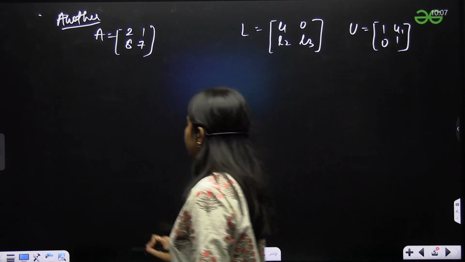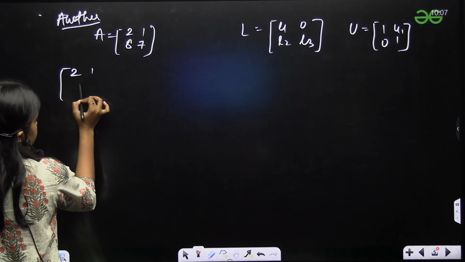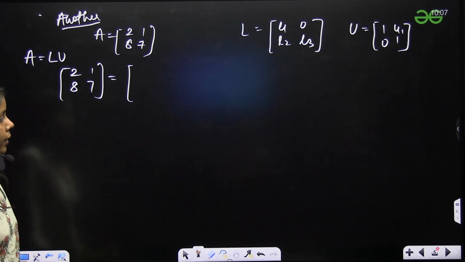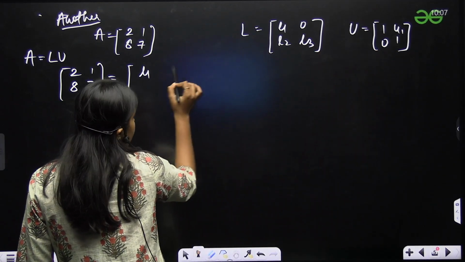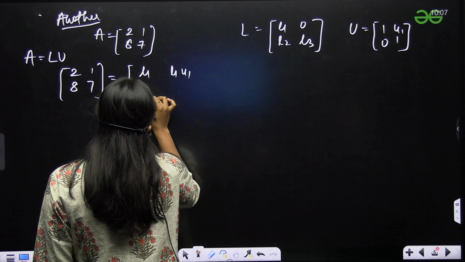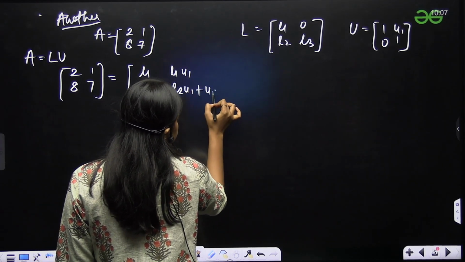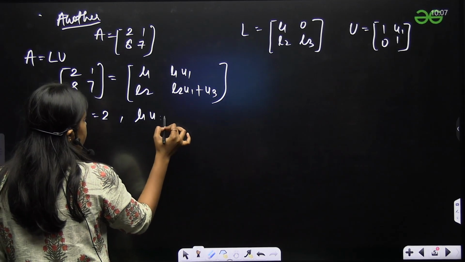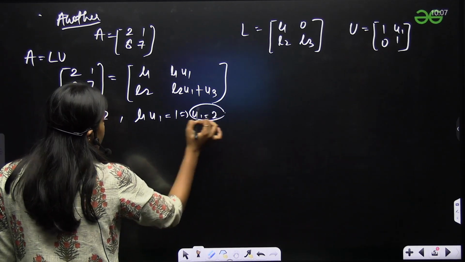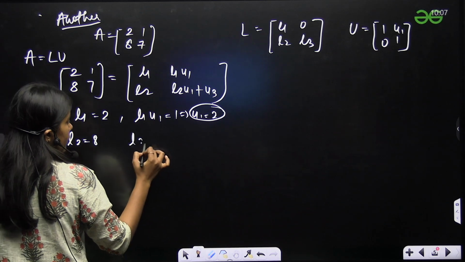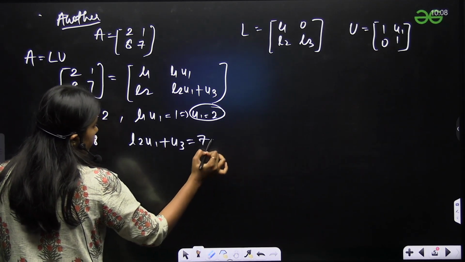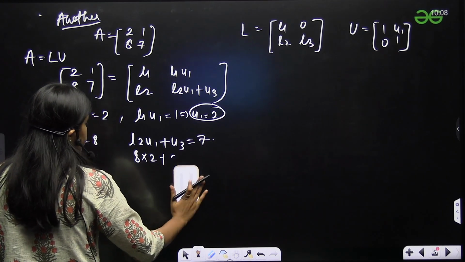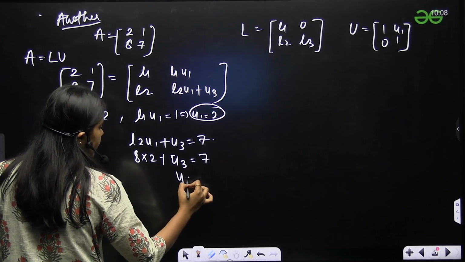Now I'll multiply L and U. Since A is equal to LU, I'll get 2, 1, 8, 7. That is equal to L1, L1 U1, L2, and L2 U1 plus U3. Now I can compare the values. What would be the values? L1 is 2, L1 U1 is 1, which gives U1 equal to 2, and L2 is equal to 8. L2 U1 plus U3 is equal to 7. L2 is 8, U1 is 2, plus U3, which you need to find, equals 7. So U3 I get here as minus 9.